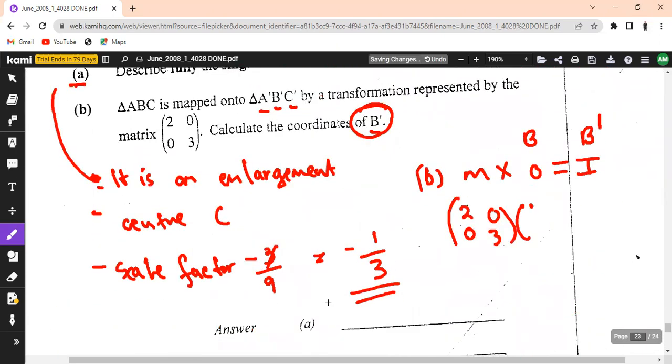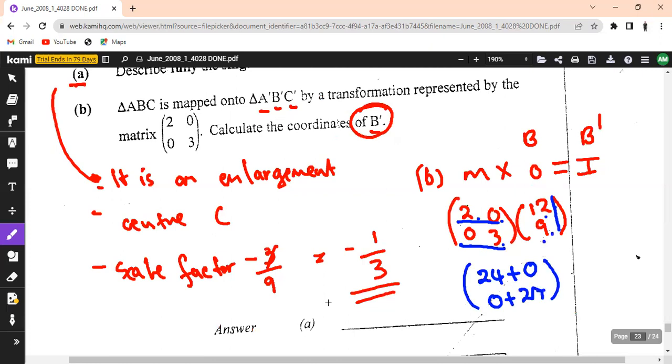We are done. The moment we multiply this, we now have our image, just like that. So row by column, row by column. So that's row by column: 2 times 12, which is 24, plus 0 times 9, that's a 0 here. Row by column: 0 times 12, that's 0, plus 3 times 9, which is 27. Then we add this, it's going to give us 24, 27. So as a point B, the image of B is going to be 24, 27.